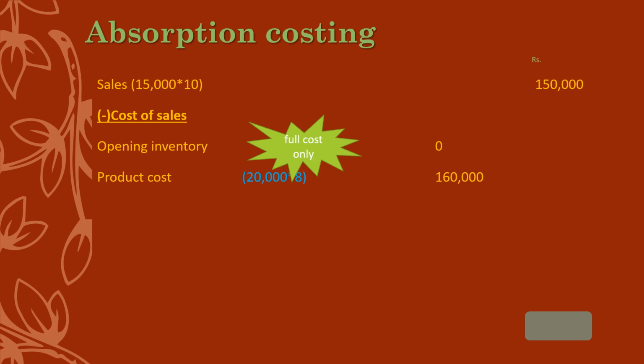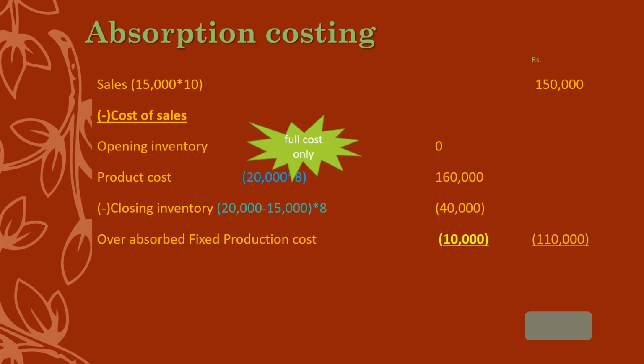that is 160,000. From that value, we are going to deduct the closing inventory, that is 20,000 minus 15,000. And we have to multiply it with the full cost, that is 40,000. From that value, we are going to deduct the over-absorbed production cost, that is 10,000. So ultimately the cost of sales figure is 110,000. So the gross profit is the sales minus the cost of sales, that is 40,000. Then we are going to take the admin, sales and distribution cost, which is 15,000. So the net profit figure is 25,000.